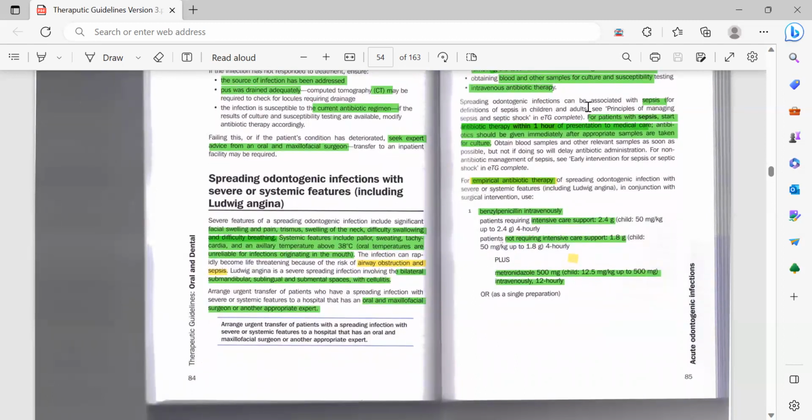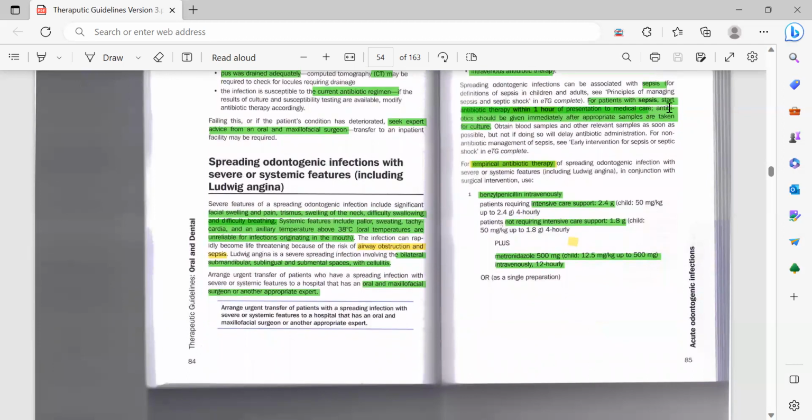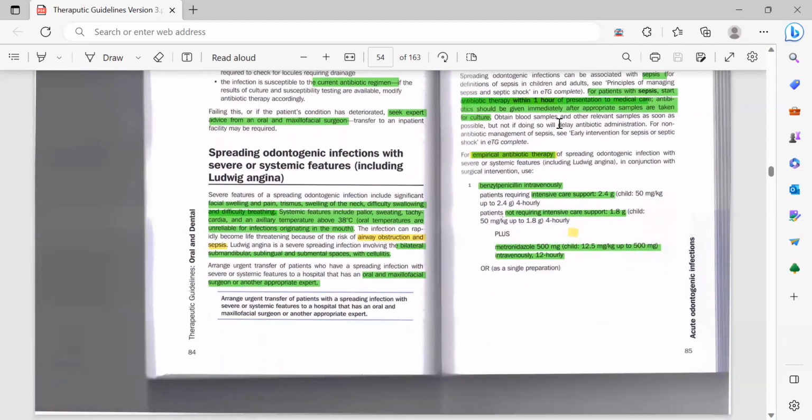Spreading odontogenic infections can be associated with sepsis. For patients with sepsis, start antibiotic therapy within 1 hour of presentation to medical care. Antibiotics should be given immediately after appropriate samples are taken for culture.